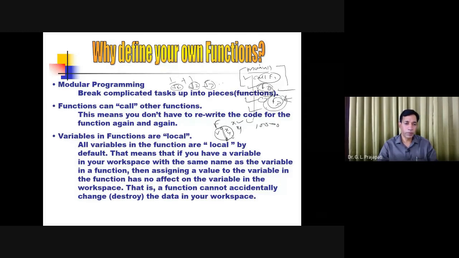You have to remember that whatever variables you define and use within the function are local variables for you. So if you have x equal to 10 in your workspace, and within the function you say x equal to 5, it will not affect the workspace. It will remain 10, and you are working within the function. So this function cannot accidentally change or destroy the data in your workspace. You don't need to worry whether a variable is available in the workspace or not. Whatever variable you want, you can use within the function.